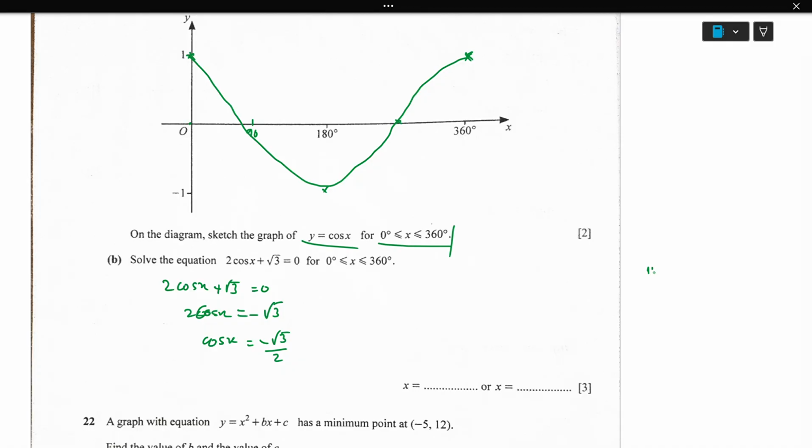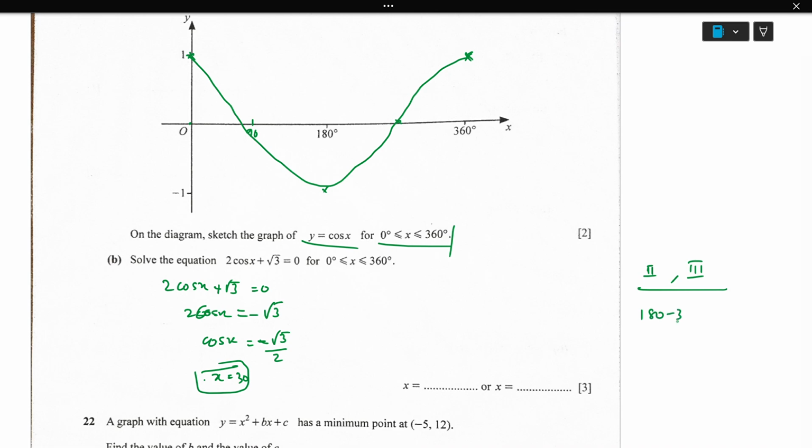So cos is negative in the second quadrant and the third quadrant. So now we have to find x. The angle for root 3 by 2 is going to be cos 30. So the angle is 30. This is not our answer, this is the first quadrant answer. So we need to find the second quadrant and third quadrant, because only there cos is negative, negative root 3 by 2.